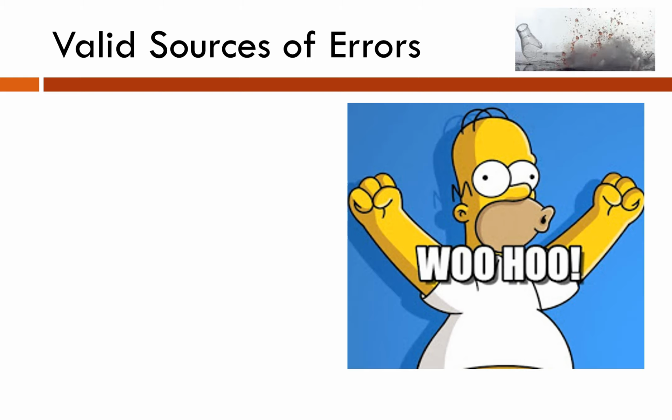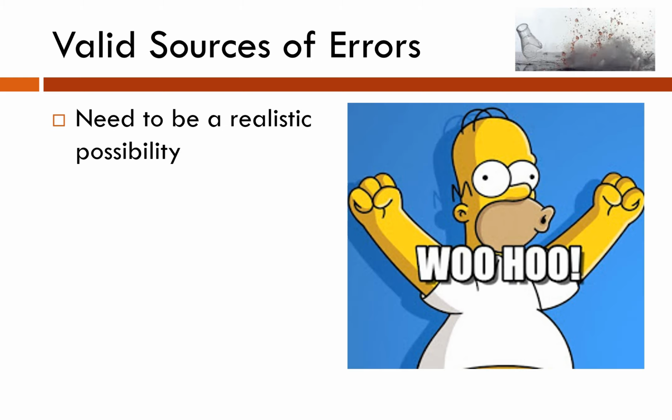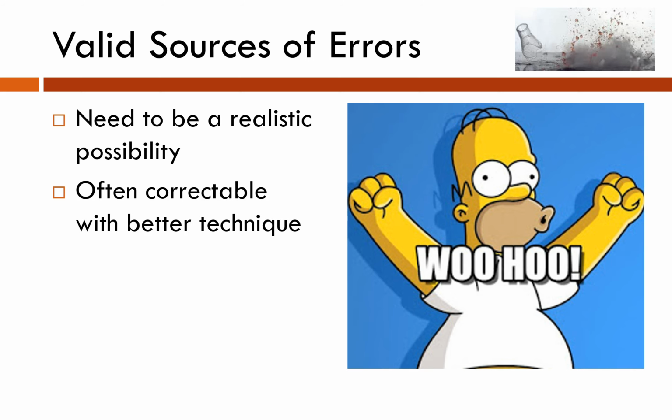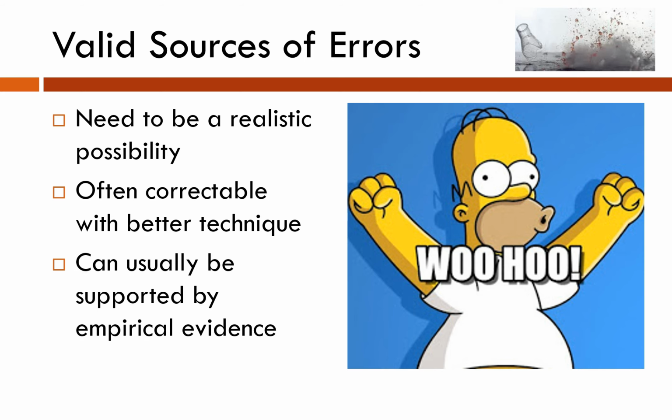All right, so you've got your valid source of error. Good for you. Remember, it needs to be a realistic possibility. You can usually correct it with better technique. You probably noticed that in the last set of practice problems, the ones that are valid can be fixed by you just doing a better job. And you can usually support it by empirical evidence.